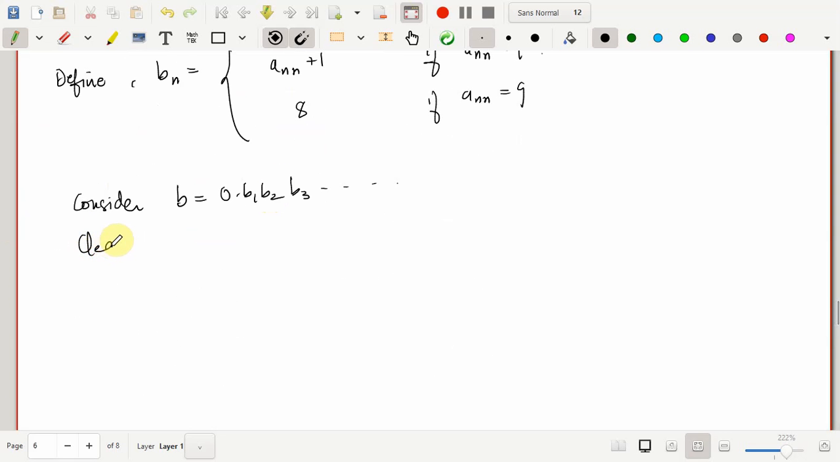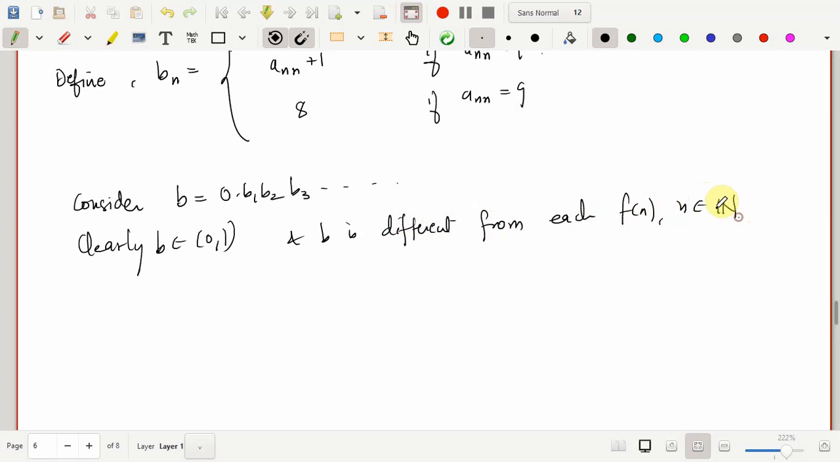Definitely this b lies in (0,1), right? Okay, and b is different from each f of n as n belongs to N. Okay, hence f is not onto, that's a contradiction, and therefore our assumption that (0,1) is countable is not true, and therefore it is uncountable.